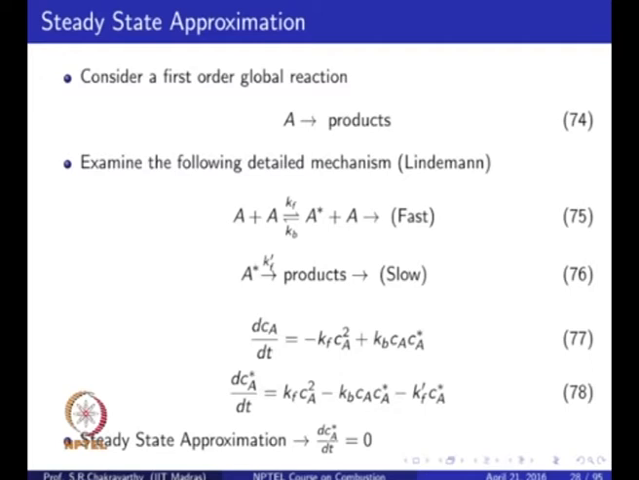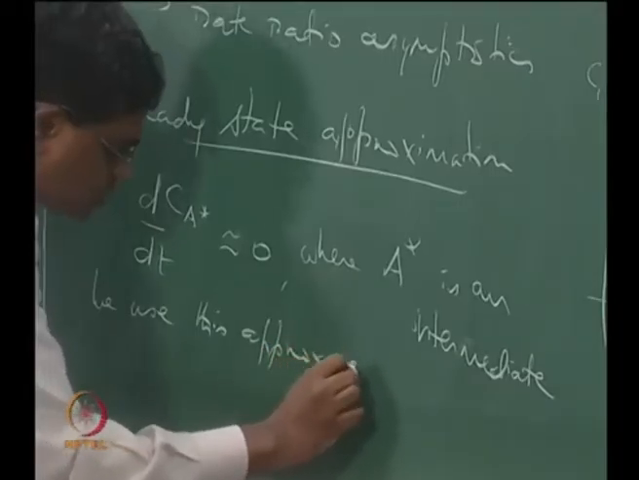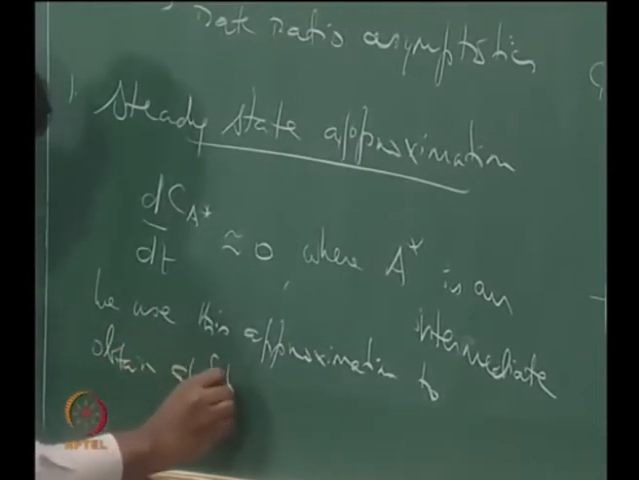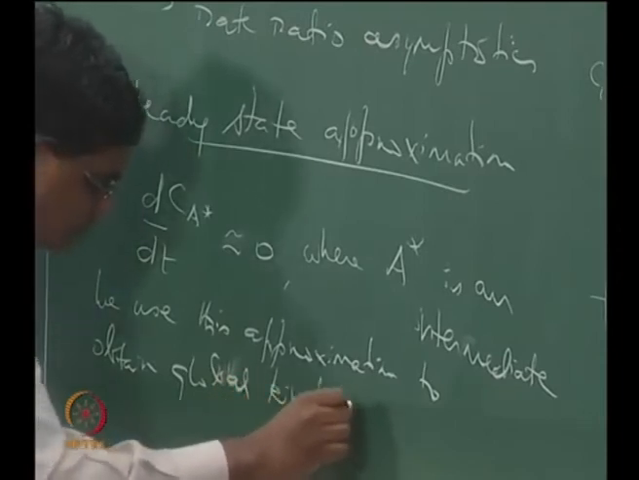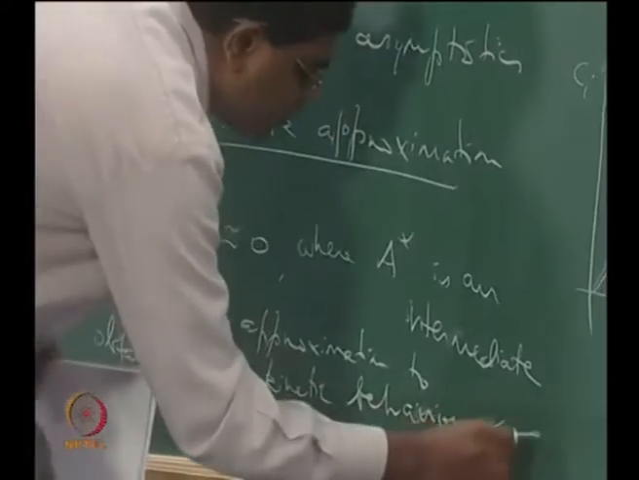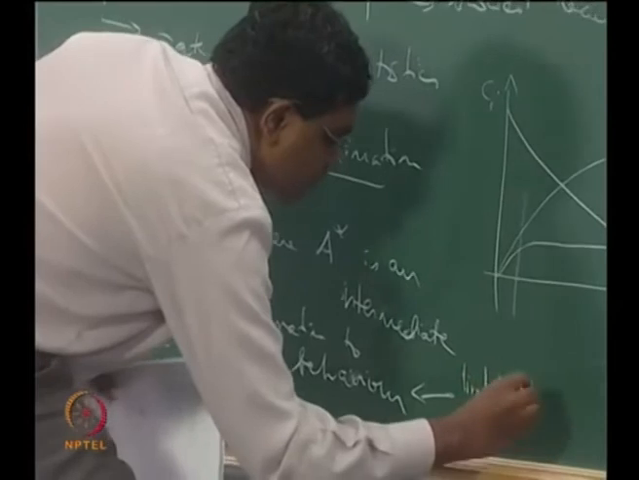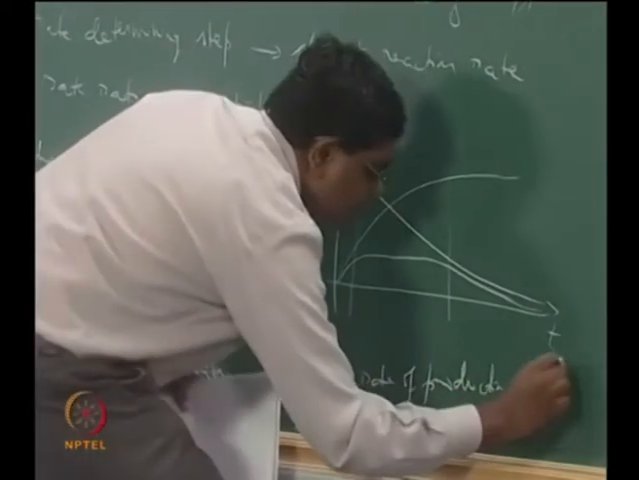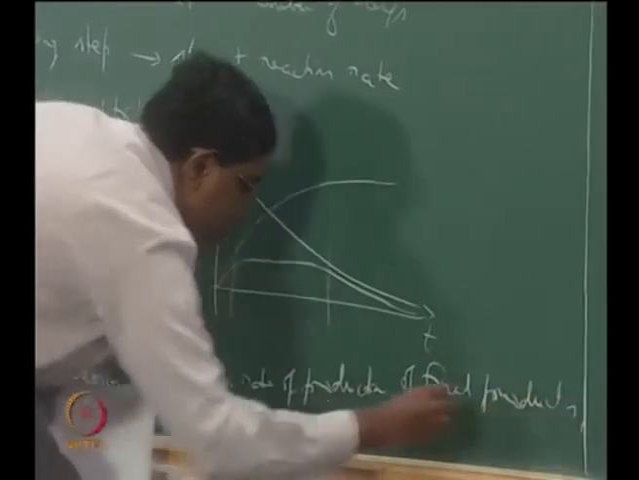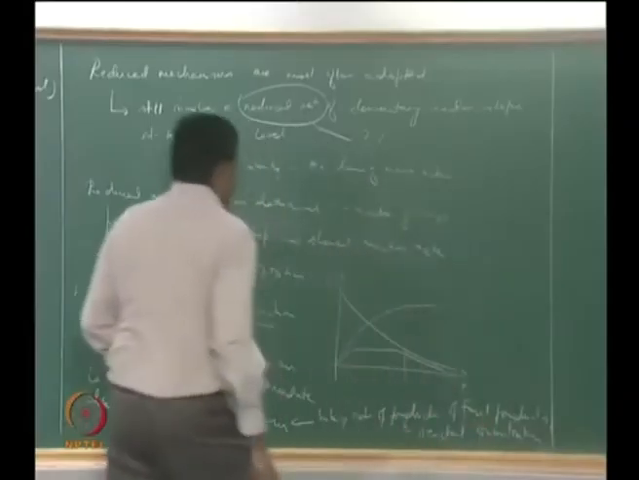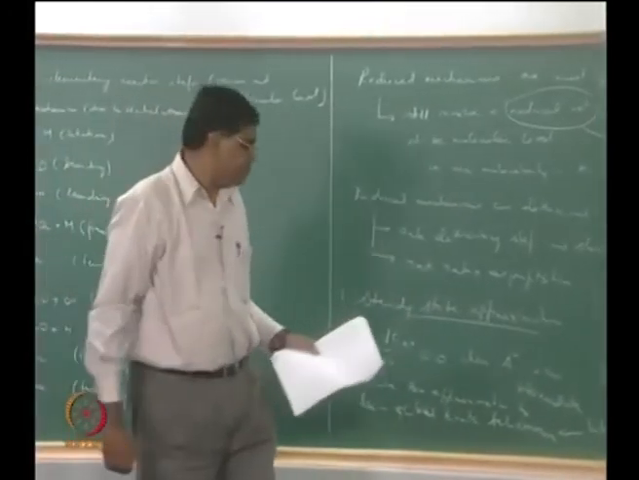So we use this approximation to obtain global kinetic behavior. What is meant by global kinetic behavior? That is like linking the rate of production of final products to reactant concentration. That is the global kinetic behavior.